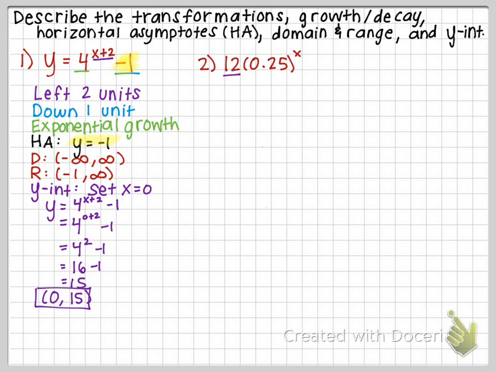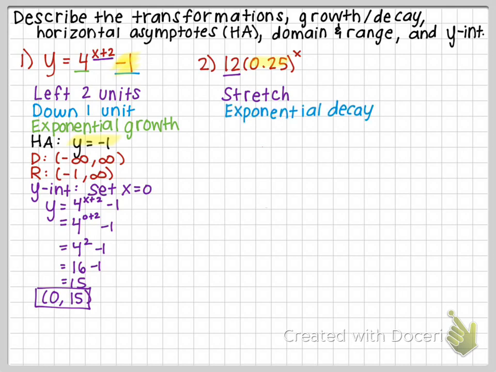Okay, number 2. Let's talk about this 12 first. That 12, this is our a term, right? We didn't have an a term here. This was b, and then x minus h plus k, right? We didn't have an a. Our a was 1 here. This time we have an a, this is our b, and we don't have an h or a k term, okay? So this 12 means stretch.